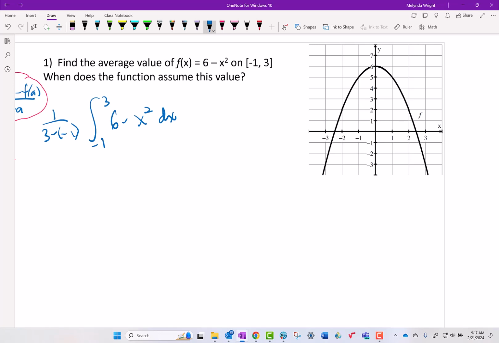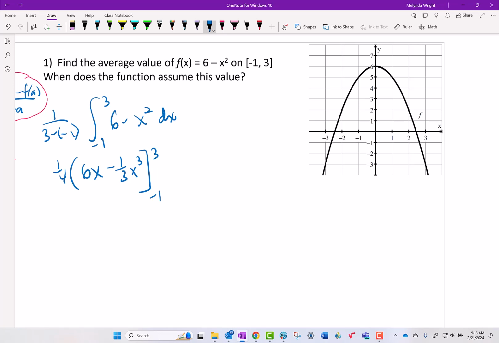All right, so let's do some antiderivatives. We're going to do our reversal power rule. What is this? 3 minus -1, that's 1/4. Okay, so we're doing our reversal power rule. So the antiderivative of 6 would be 6x. The antiderivative of -x squared would be what? -1/3 x cubed. And I want to evaluate that from -1 to 3.